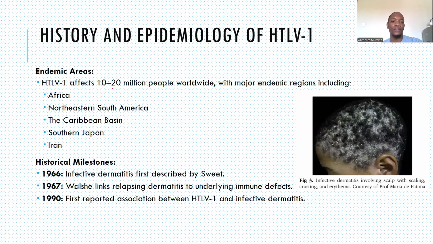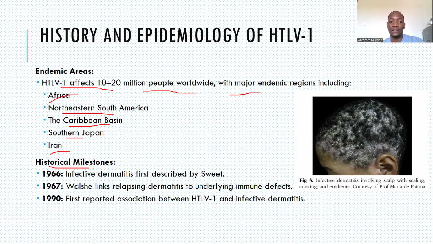When you look at where it is commonly seen, we find that the number of people affected is 10 to 20 million worldwide. The majority of them occur in endemic regions that include Africa, northeastern South America, and the Caribbean Basin, as well as southern Japan and Iran. And even in these areas, you commonly find it in areas with low socioeconomic status.